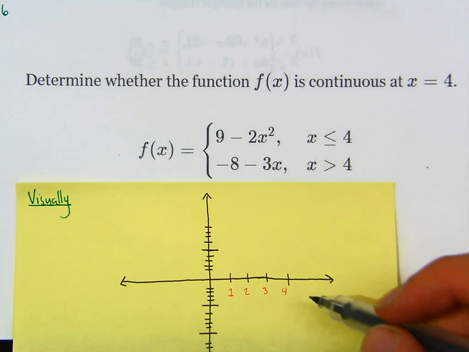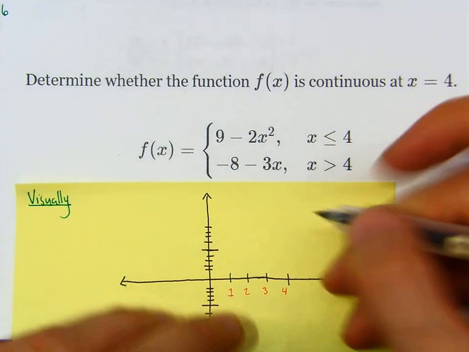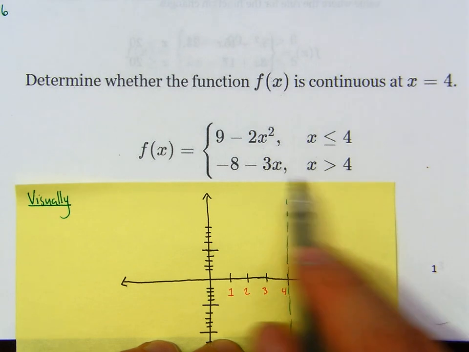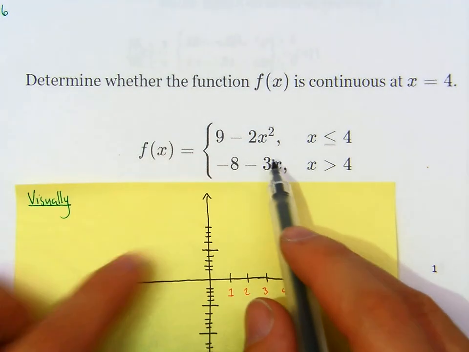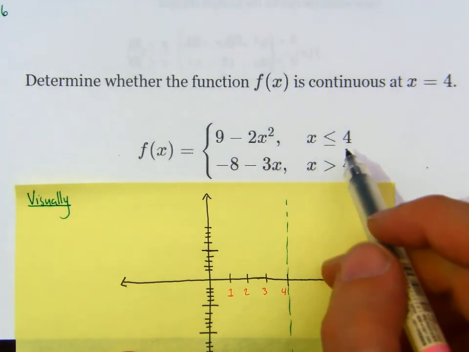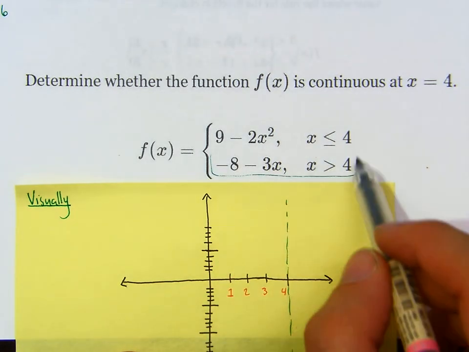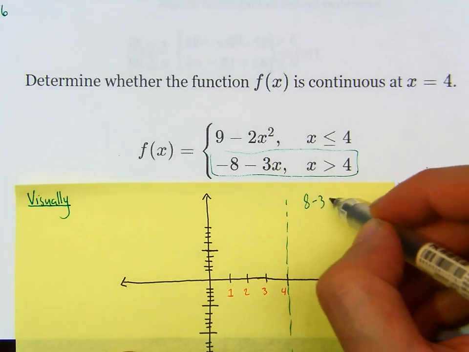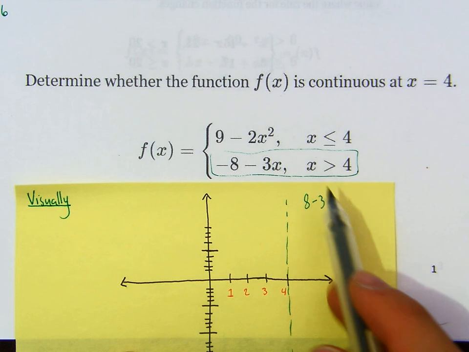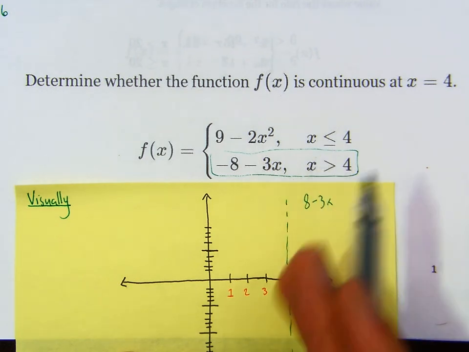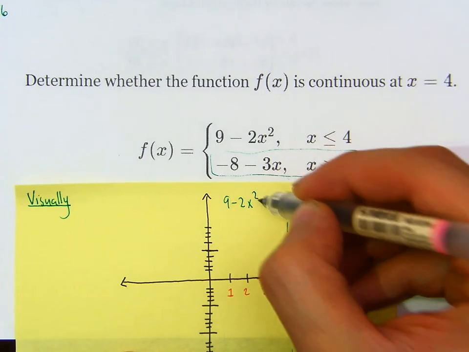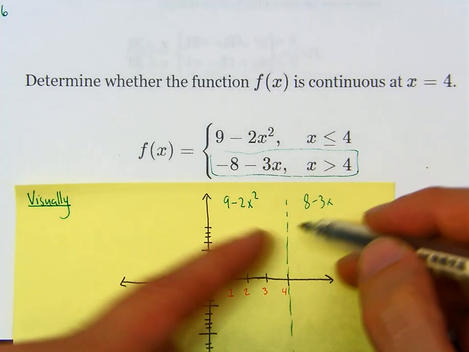If you're at 4 over here, let's say we draw a line over here. What's happening to the right at 4? Which part of the piecewise function lives to the right of 4? It's going to be this one over here. 8 minus 3x lives to the right of 4, because when x is greater than 4, you're using this function. Which lives to the left of 4? It's going to be this 9 minus 2x squared. The idea is, do they meet at the same point somewhere?